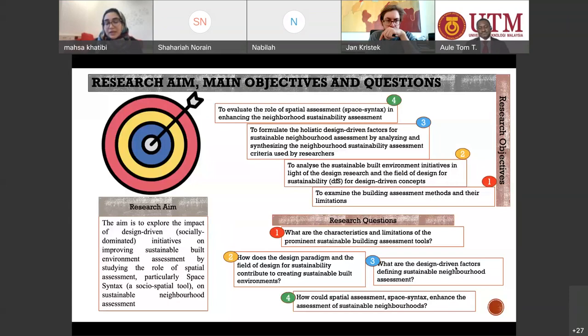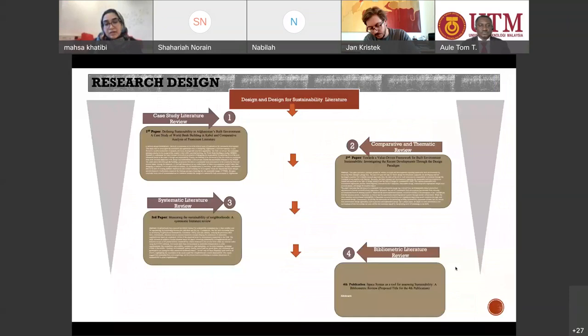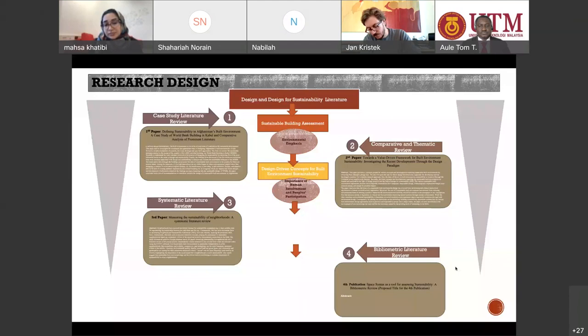So as I said, it's 4 papers, 4 objectives. The first one is sustainable building assessment, and the finding is that there's a lot of environmental emphasis on that. The second one is how design can help, what are the design-driven concepts? And then it was found that human involvement and participation is very important, which led to assessment of neighborhoods as an appropriate scale for determining the sustainable built environment. And then through the research, I realized that sustainable urban form and morphology can be very important. And of course, it led to spatial assessment of sustainability, to see how spatial assessment can enhance neighborhood sustainability assessment. So these are the 4 papers.